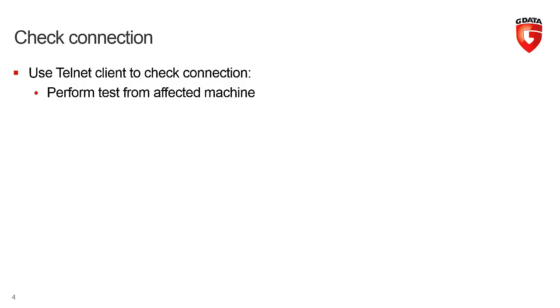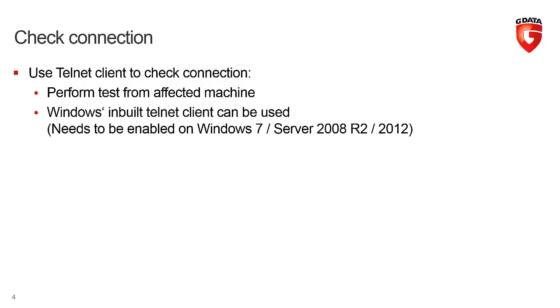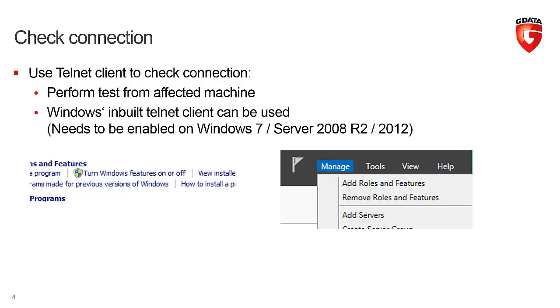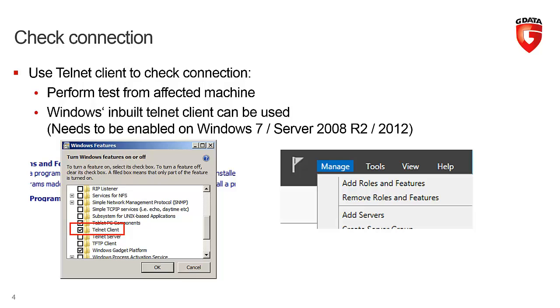The test should be done from the machine which apparently fails to connect to the management server. Note that although it is part of Windows features, it is not enabled per default on Windows 7 and Windows 8, as well as Server 2008 R2 and 2012. On Windows 7 and Windows 8, just go to the Programs and Features dialog and select Turn Windows Features on or off. Set a check mark next to Telnet Client and click OK.